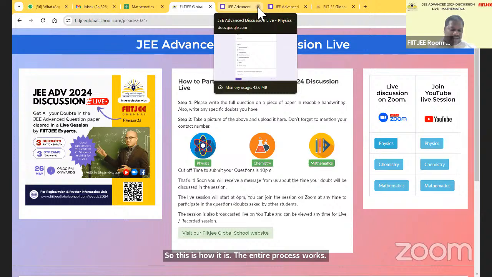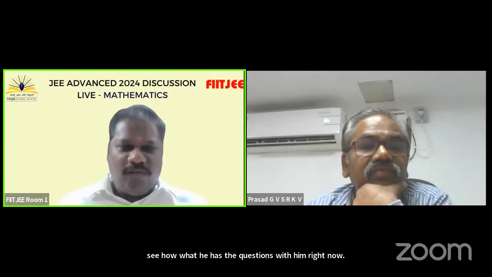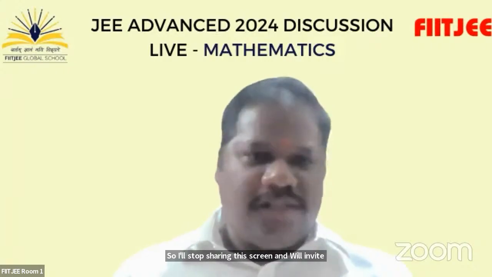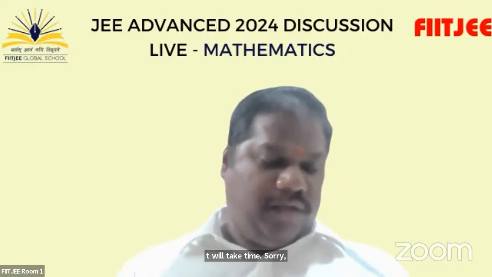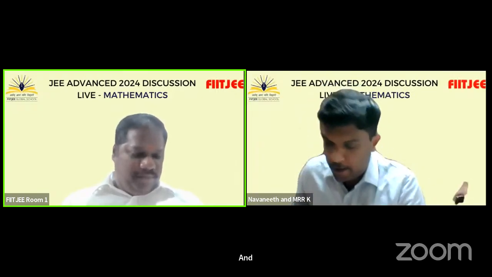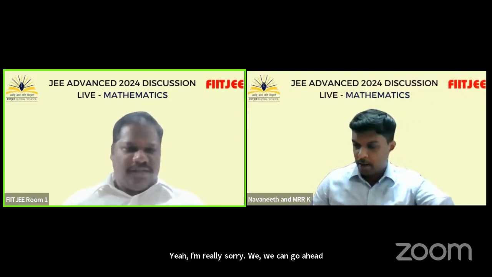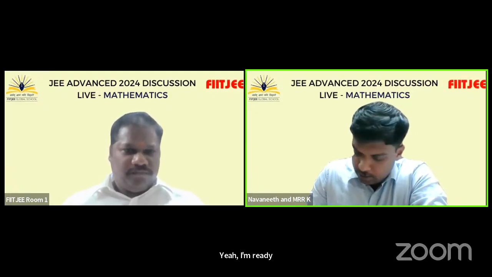So now our Navneet sir is ready with the question. Let's see what question he has right now. I'll stop sharing the screen and we'll invite Navneet sir. Yet to receive the question, it will take time, sir. Okay. Yeah, I'm ready, sir. He has posted on message that he's ready. Yes, I'm ready. So Navneet sir is ready with the question. You can go ahead, sir. You can start. May I know who has sent this question?